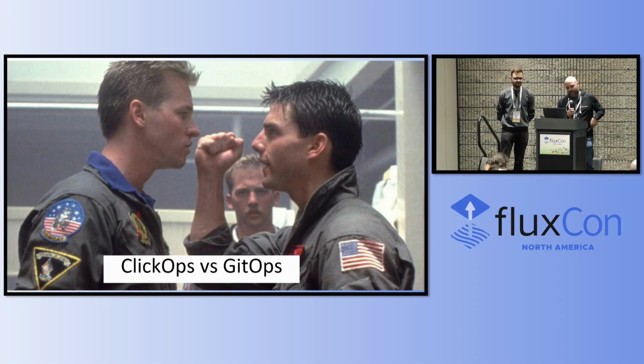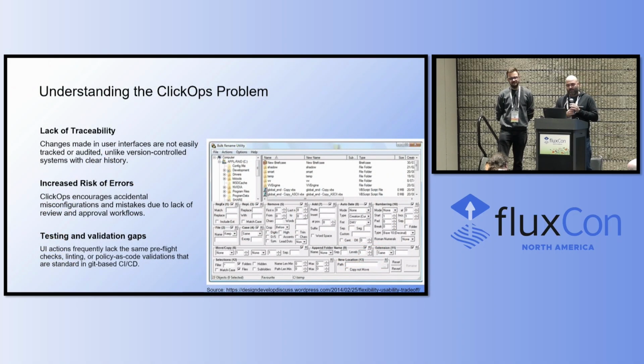So ClickOps and GitOps, I feel like everybody here actually knows more about GitOps than I do, and that means that they probably know more about the problems of ClickOps than I do. But just for the sake of completeness, let me quickly go through this. So ClickOps is a problem, right? I just highlight 3 of them here.